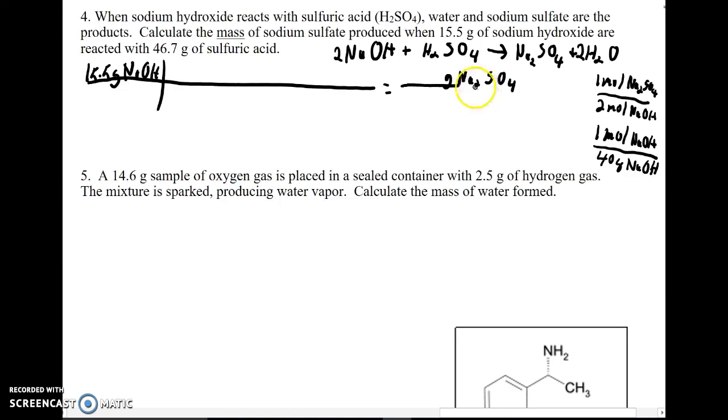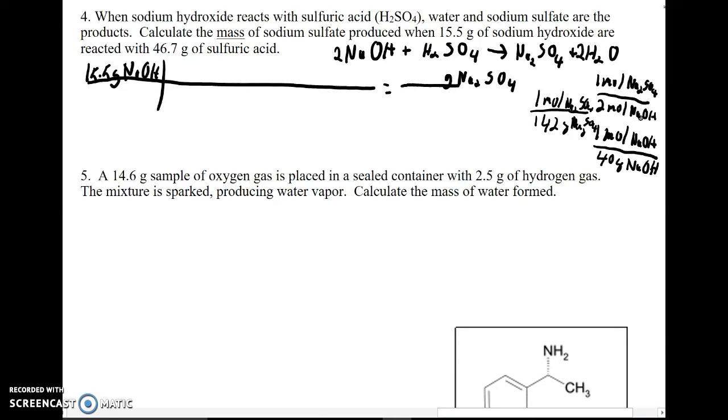And then I need a molar mass conversion factor for sodium sulfate. So 1 mole of Na2SO4 has a mass. And now I have to add up the mass of 2 sodiums, 1 sulfur, and 4 oxygens. And that gives me a mass of 142 grams of Na2SO4. My conversion factors are running into each other a little bit. So now I have all of my conversion factors that I need.